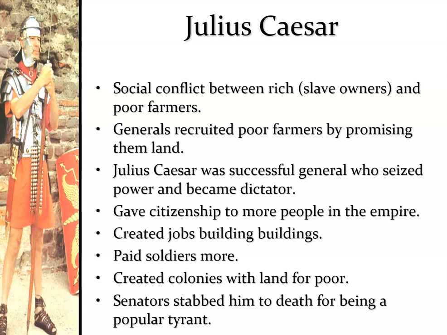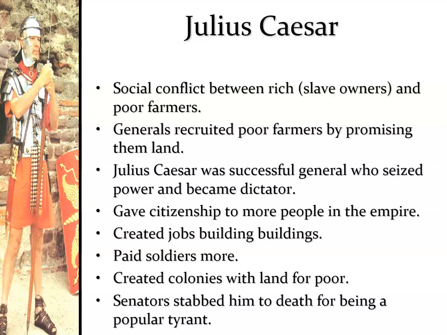Generals like Julius Caesar recruited some of these poor farmers by promising them land. And Caesar was conquering more and more territory. He became successful not just with the poor farmers he was recruiting, but also with the people who were living in the Roman Empire who liked a successful guy. Caesar decided that he would go to Rome and seize power and become dictator. He had a pretty successful rule then for a short period of time. He was once again very popular.